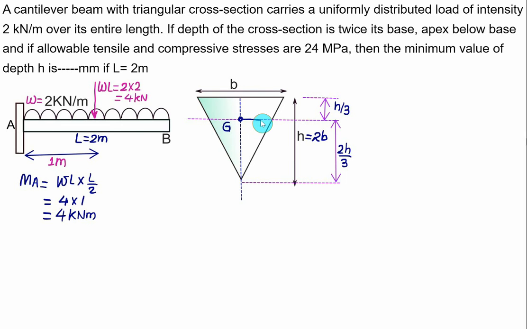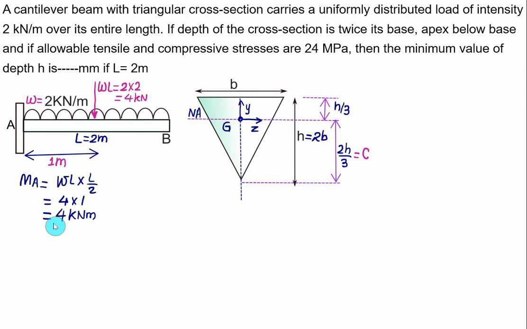This one, the horizontal axis is Z and the vertical axis is Y. Now the bottom fiber here is at a maximum distance from the neutral axis. So this one is the same as the neutral axis. So this value of 2h by 3 we will treat as C, indicating the maximum distance of the bottom and top fiber from the neutral axis.